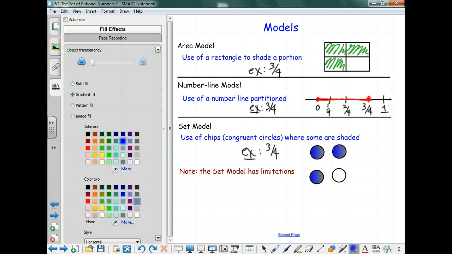Now, there's a note in bright red on my screen that says the set model has limitations. Let me show you what I mean by that. Let's say, for instance, that you had 5 cookies.